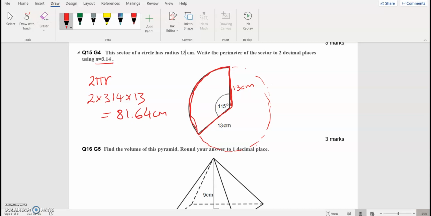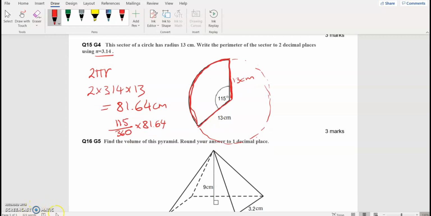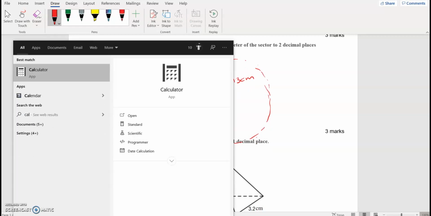However, we know that this is not the circumference that we're after. We want only this part. And there are different ways we could work this out. So we could do 115 out of 360 times 81.64. So we'd do 115 divided by 360. We'll show this with a calculator.